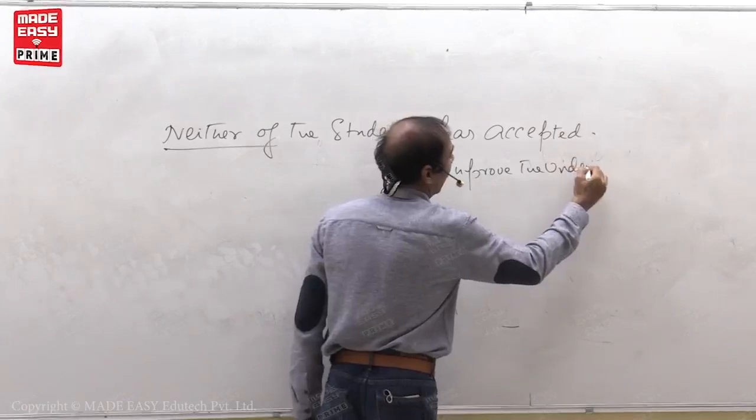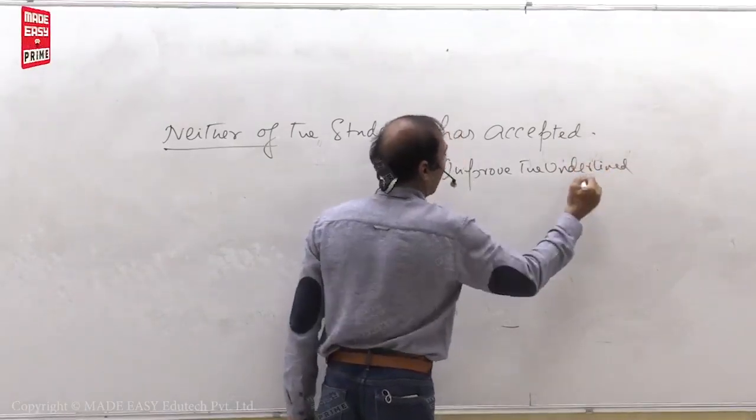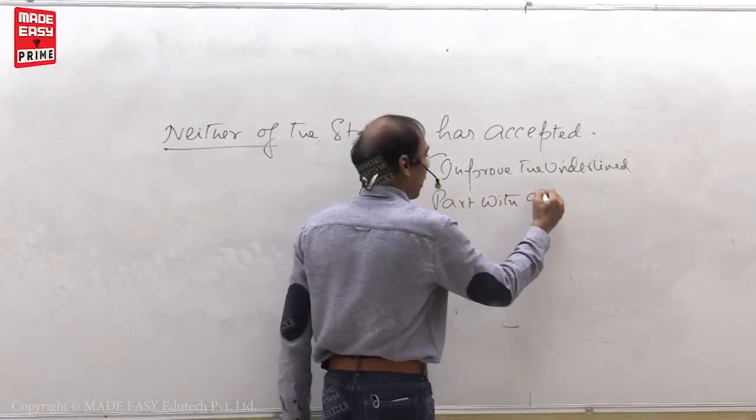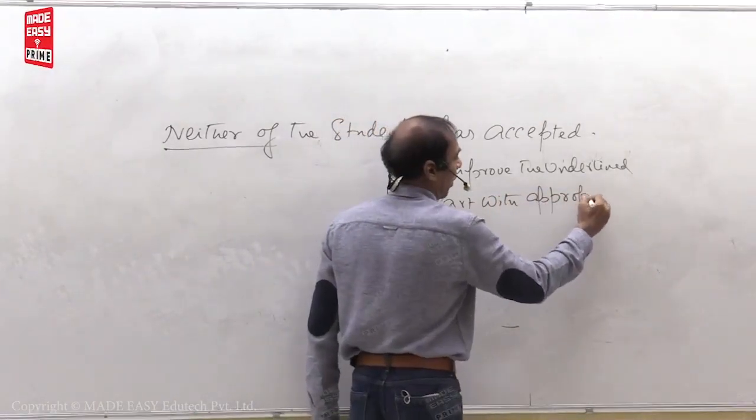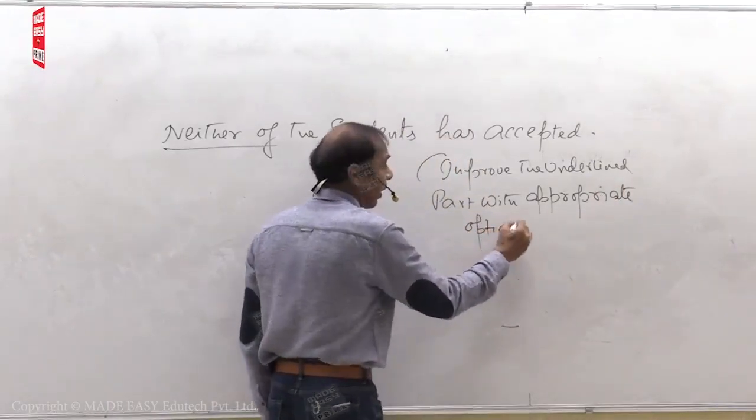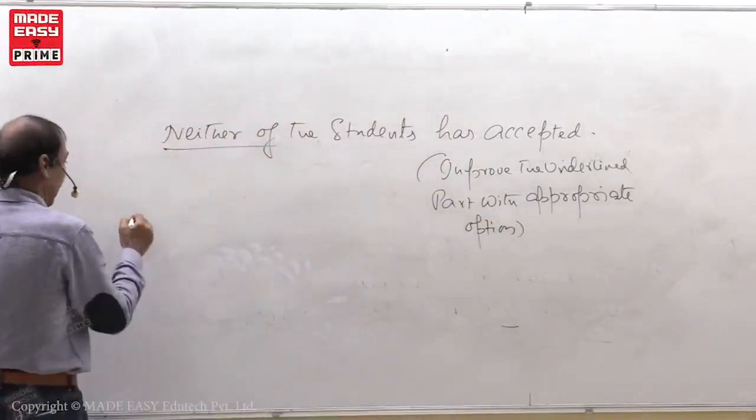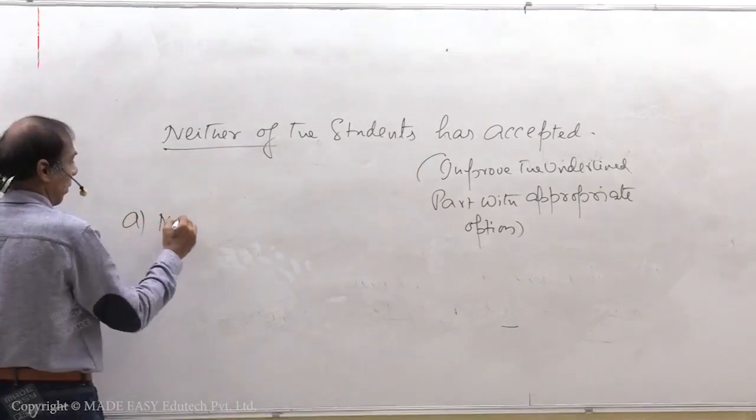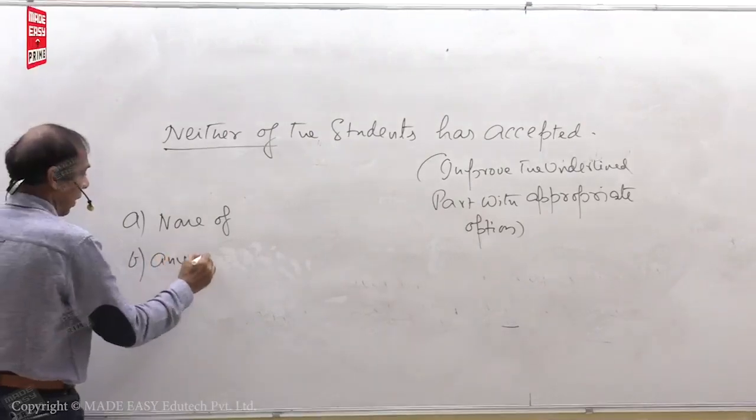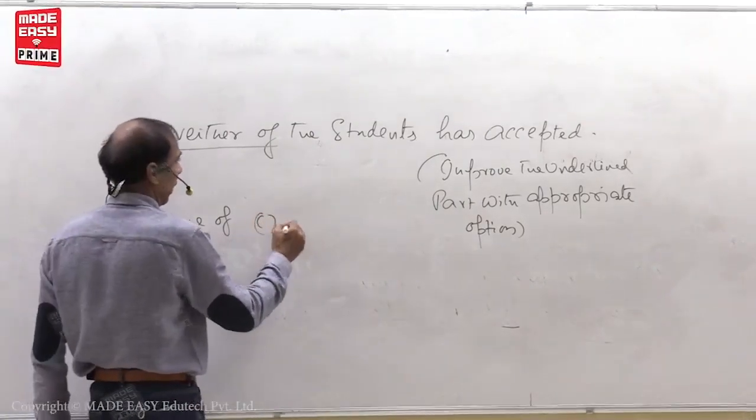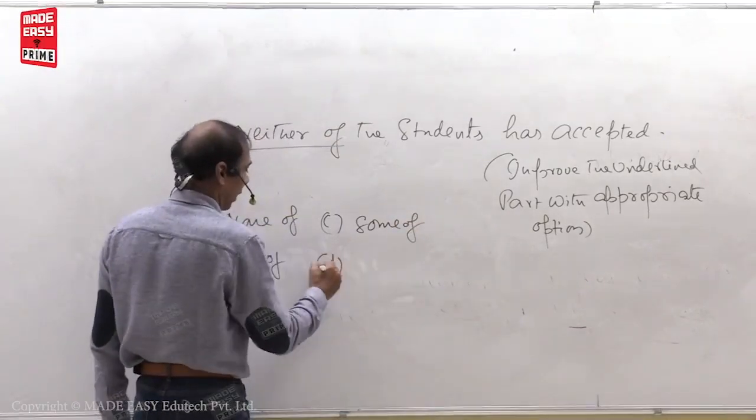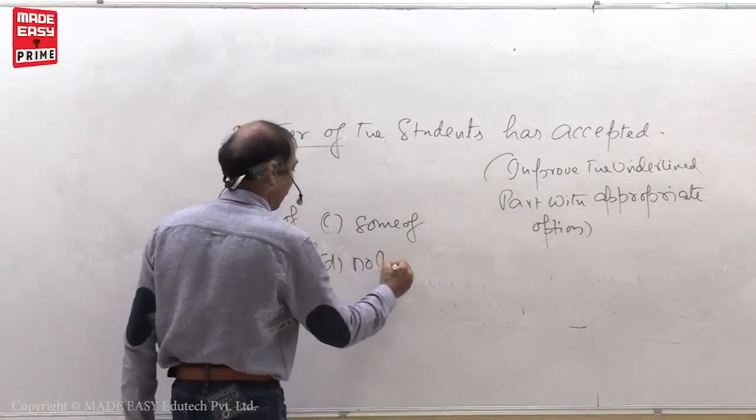Improve the underlined part with appropriate option. Sometimes he is asking like this. He is giving like this. A. None of. B. Any of. C. Some of. D. No improvement.